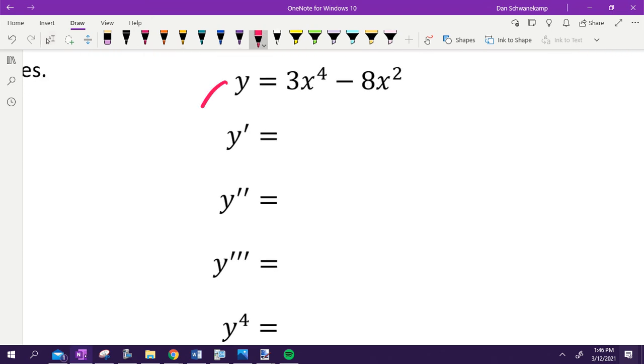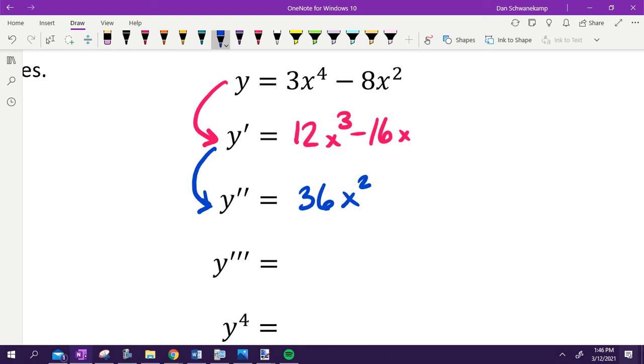We start off with this guy right here. This is y. First thing it asks me to do is find y prime. Lily, what would my first derivative look like? Yep, 12x cubed minus 16x. We just found the derivative. And to find the second derivative, all you got to do is find the first derivative and then find the derivative of that. So, Sam, what would my second derivative look like? 36x squared minus 16. Cool. We found the second derivative.